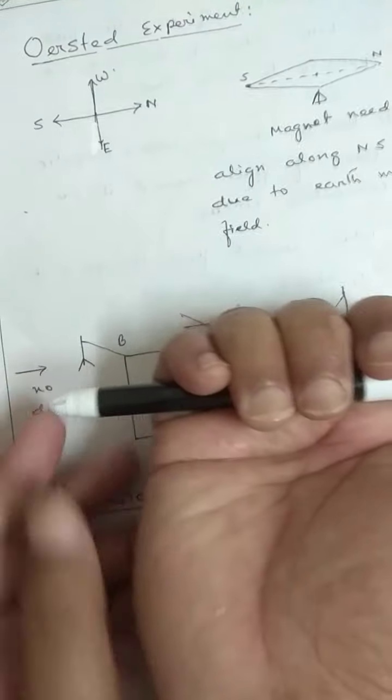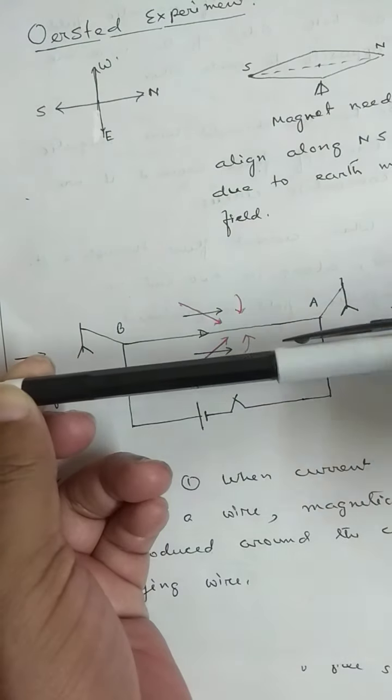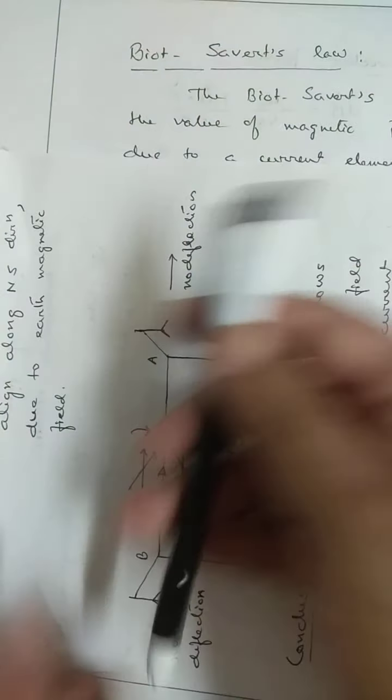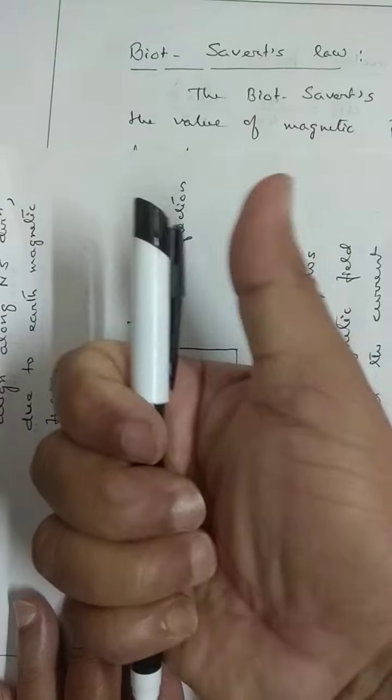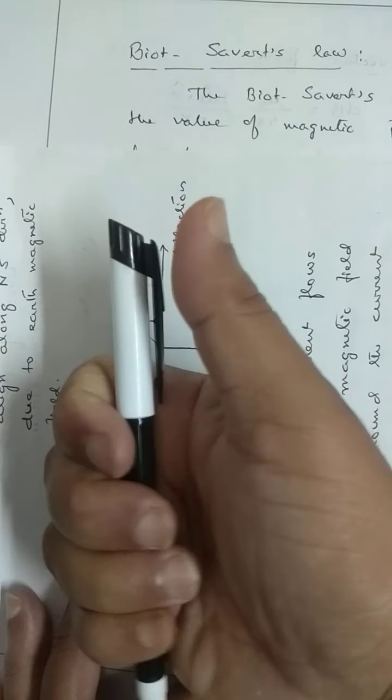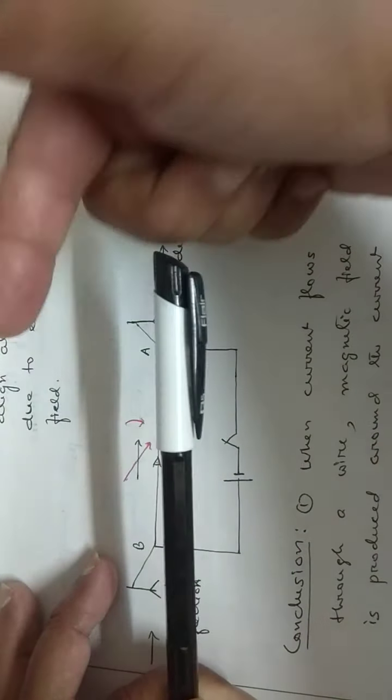How do the fingers curl? You just see, the fingers curl like this. Have you seen it? This is the wire, and the fingers curl like this. That means the direction of the lines of force will be like this. You just see the rotation.